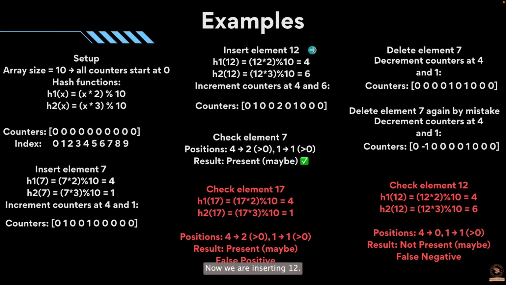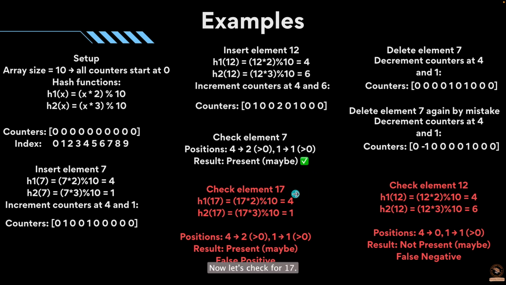Now we are inserting 12. For 12, h1 is giving 4 and h2 is giving 6. Earlier the 4th position was 1, so we have incremented it to 2, and the 6th position was 0, so we have incremented it to 1. Now we are checking for 7. Since we had inserted 7, let's check its value. For 7, the hash function is giving 4 and 1. The 4th position is 2, which is greater than 0, and the 1st position is 1, which is greater than 0. It means this element can exist in our counting Bloom filter.